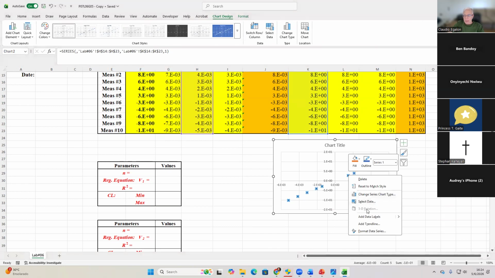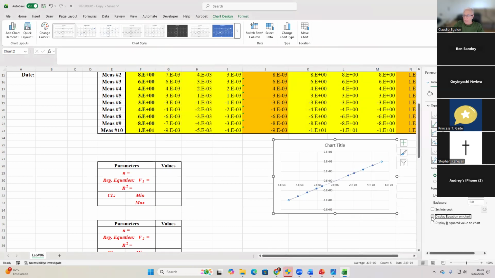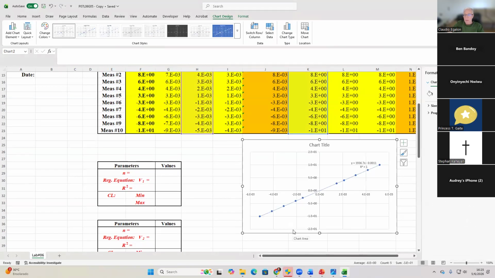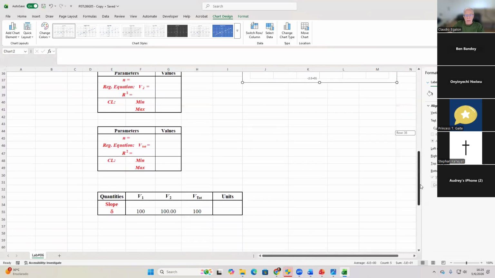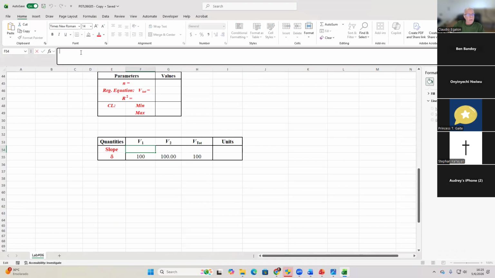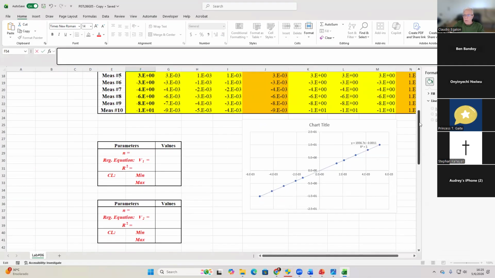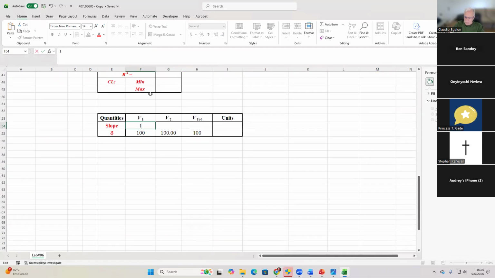Right click, add trend line, display equation on chart, display R squared on chart. The slope should be very close to the resistance number 1. And that's what I should get here. Oh no. 1.1936. Yeah, 0.76% only.